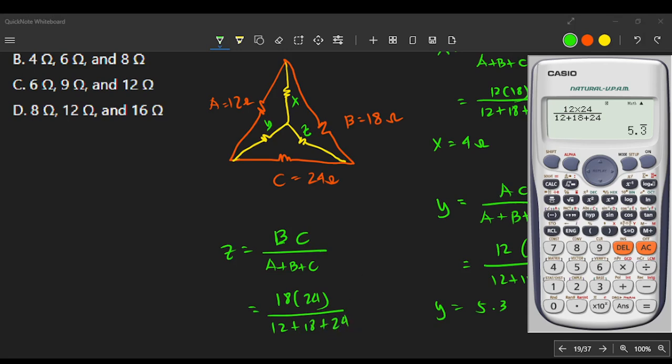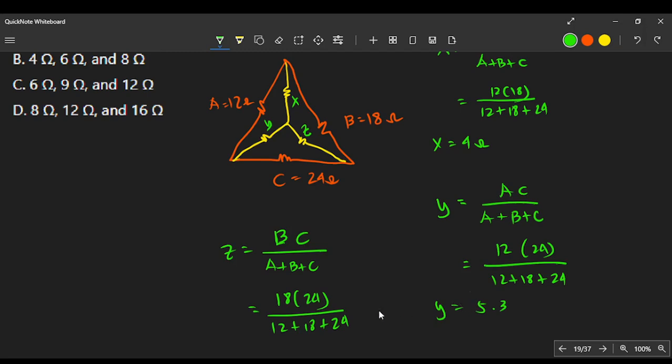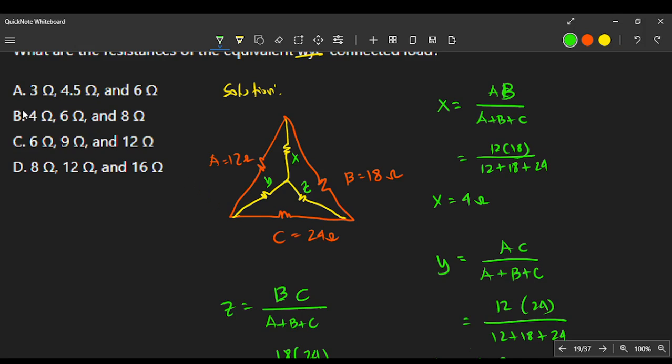This will be equal to 18 times 24 over the sum, which is 8. So Z is equal to 8 ohms. The closest here is letter B.